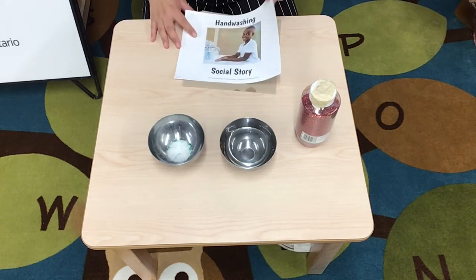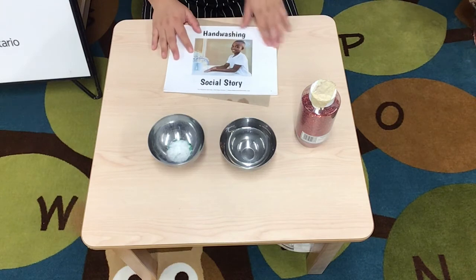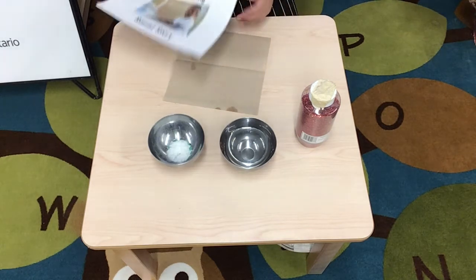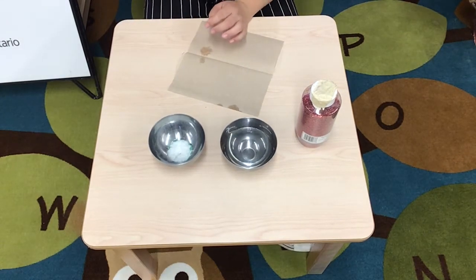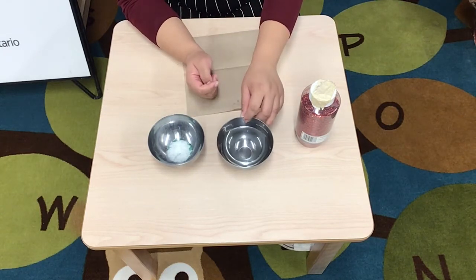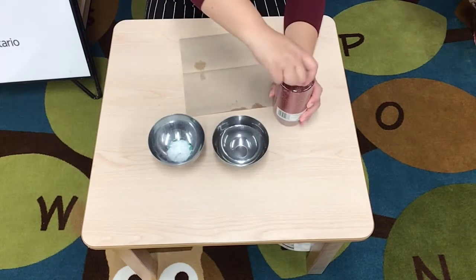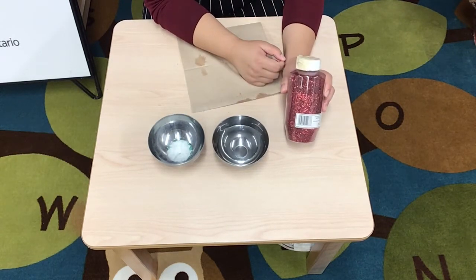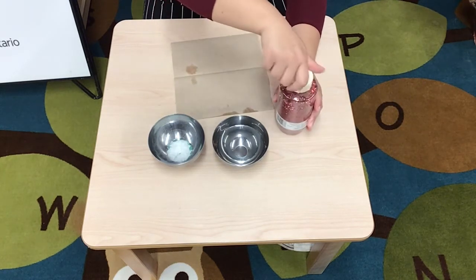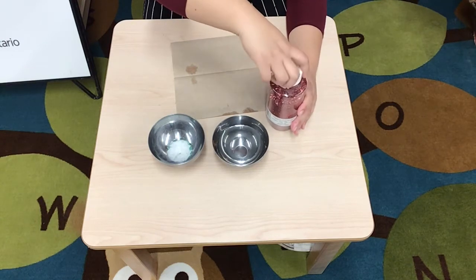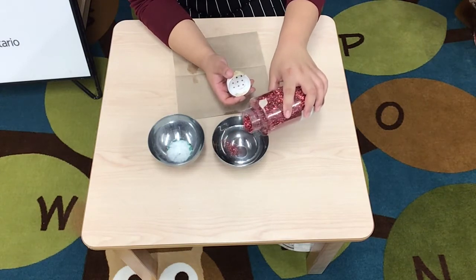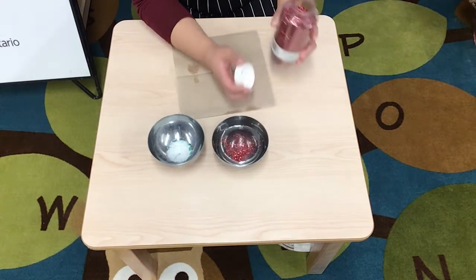But today we're going to be extending the hand washing social story. So this really talks about how to wash your hands, but we're going to show you why it's important to wash your hands with soap and water. So in here I have a bowl of just plain old water, and I have here glitter, but this isn't just regular glitter, this is germs. We're pretending today that the glitter is germs, and we're going to pour some of these germs in here. Just a little bit.